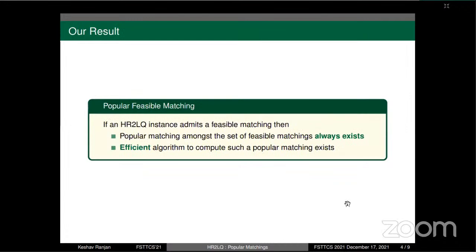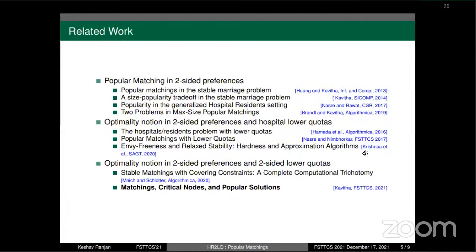In this work, we have shown that if an HR to LQ instance admits a feasible matching, then a popular matching amongst the set of feasible matchings always exists, and it can be efficiently computed. These are the related works in this line, and the latest one is by Kavita in the same conference, and we have listened to her talk just a few minutes back. So let us look at the algorithm overview.